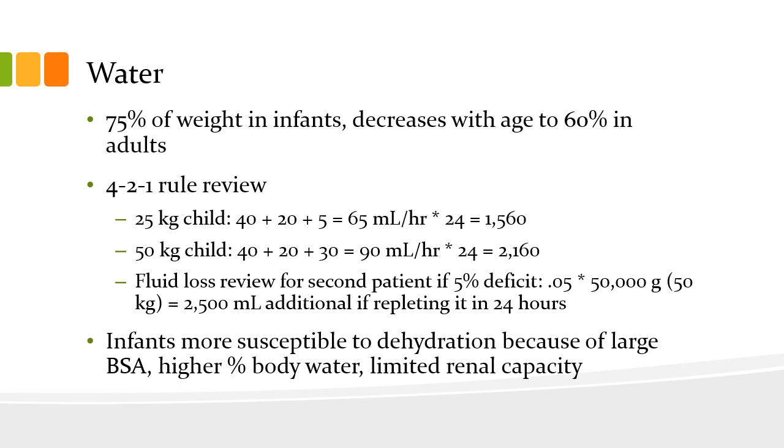So for a 25 kilogram child, you need 40, then 20, then 5 to get 65 cc's per hour. Multiply that 65 by 24 to get the total maintenance needs for the day. For a 50 kilogram child, you need 40, then 20, then you have 30 left over to get 90 cc's per hour. If your rate exceeds 100 cc's per hour, then just cap it there.